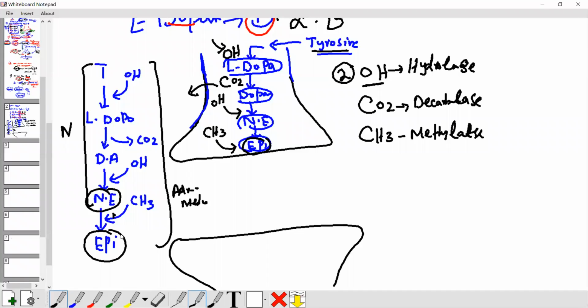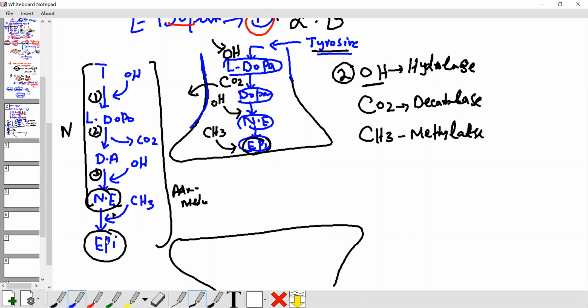And sympathetic system neurons produce only norepinephrine. Understand? Why? Because there are three steps here: 1, 2, 3. In sympathetic nerves we have only three enzymes. Done. But in the adrenal medulla we have four enzymes. Clear or not? So the adrenal medulla can produce epinephrine, and nerves only produce norepinephrine. Clear?